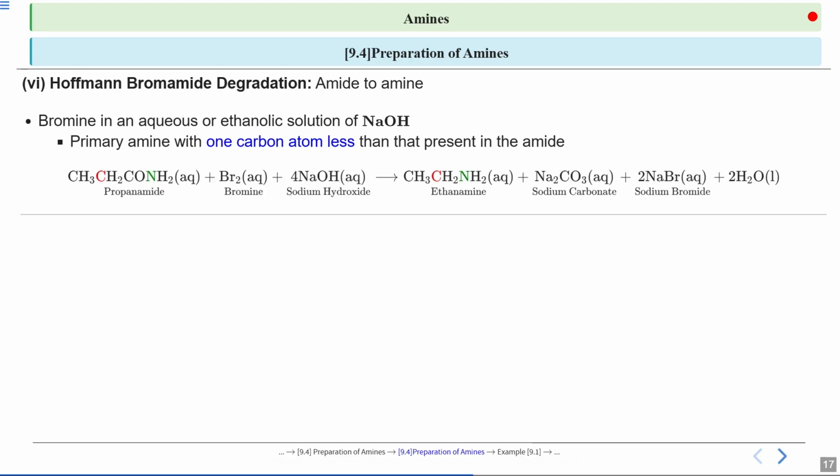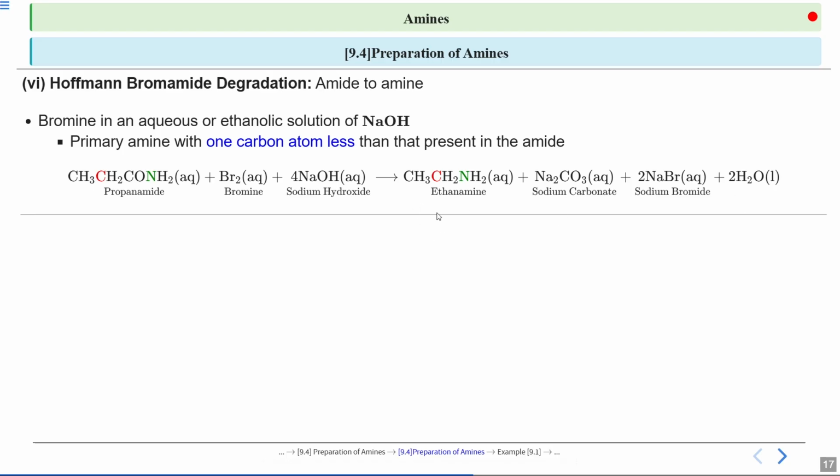If you look at this overall reaction, we have propane amide over here, which is CH3CH2C double bond O NH2. When it reacts with bromine and sodium hydroxide, it produces ethane amine, sodium carbonate, sodium bromide, and water. So see the product, which is ethane amine.